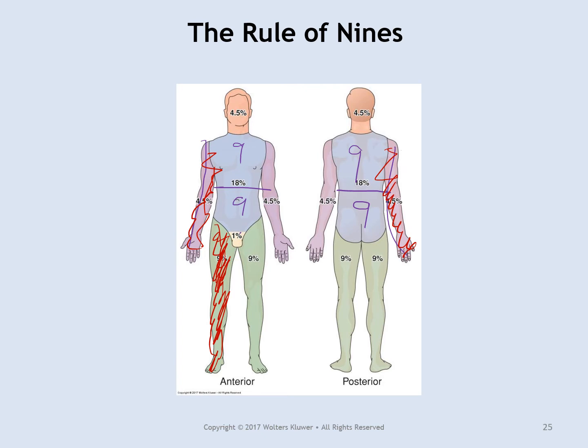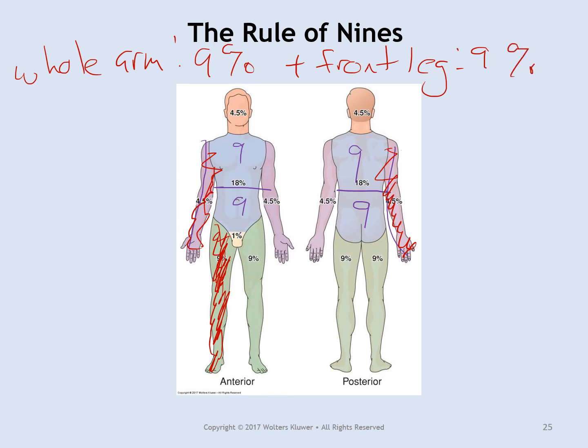Well, you know that the whole arm, front and back, is 9%, plus the front of the leg, front of the whole leg, is 9%. So 9% plus 9%. You guys didn't think you were going to get into math this soon, did you? Is 18%. So our patient's been burned over 18% of his body, almost a fifth of his body. That's a lot. Don't get drunk and play with fireworks. So that is how rule of nines works.